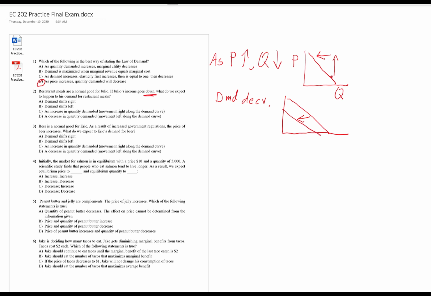So for a given price, price is here. So price doesn't change. But if he was consuming this quantity, and now his consumption decreases. So what's going on? Well, he likes to go to restaurants, and so he was consuming this many restaurant meals. Then he loses his job, his income goes down, so we expect him to buy fewer restaurant meals.